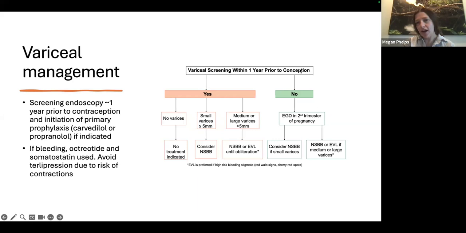If you're on the other side and the patient did not get a screening endoscopy prior to pregnancy, the recommendation is that they get it in the 2nd trimester. And then the interventions are the same: beta blocker if small varices, and ligation if medium or large. If the patient comes in bleeding, you can use octreotide and somatostatin like we would if they were not pregnant. And you would want to avoid terlipressin just because that can cause contractions.